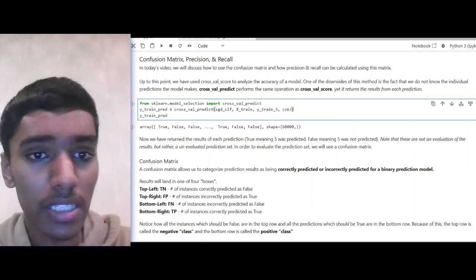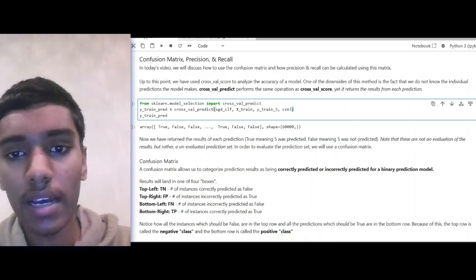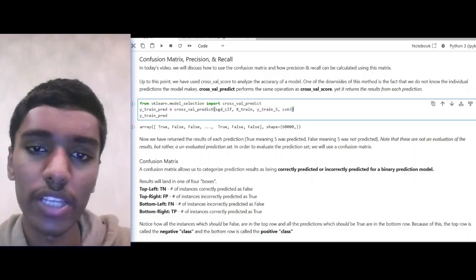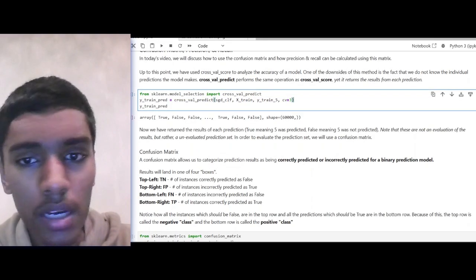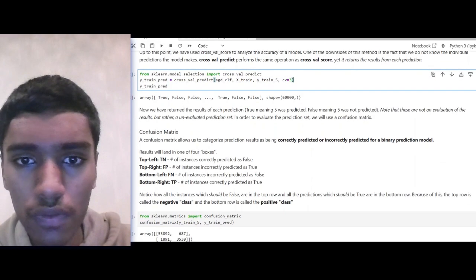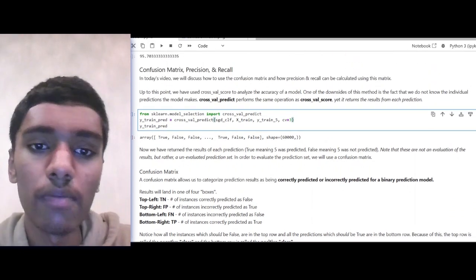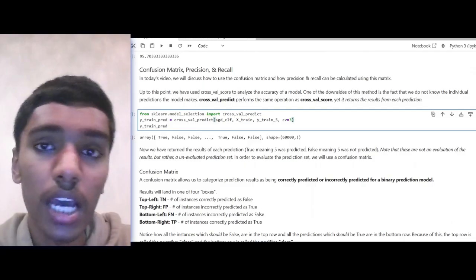Hope you were able to understand that. If not, you can try to run the code, and you'll be able to reason your way through this. All right, let's go ahead and move forward now. Let's discuss why this is helpful. Why is cross-validation predict helpful for us?